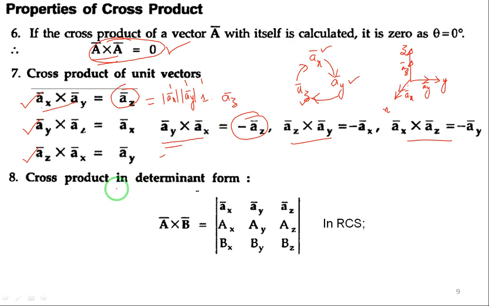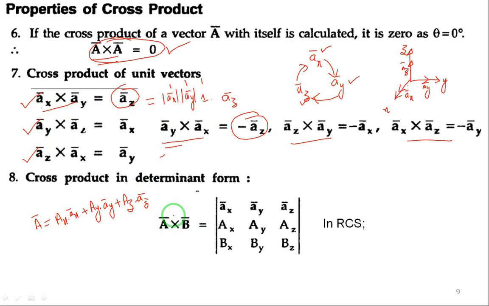Then if I want to find the cross product in determinant form, I have vector A and vector B. You know how to write vector A in general form: Ax into Ax, Ay into Ay, plus Az into Az. Similarly, I can write vector B: B equals Bx into Ax, By into Ay, Bz into Az.